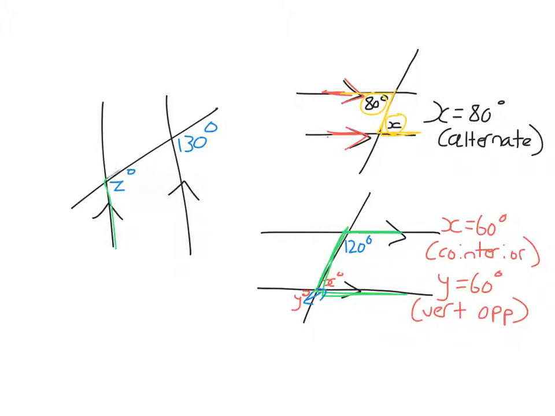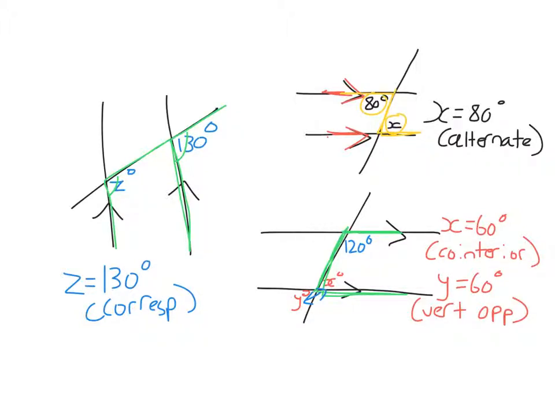Well, here we have the F shape. Corresponding angles, these two are equal. So we just write z equals 130 degrees. And of course, the reason is they are corresponding. So these will help us find unknown angles.